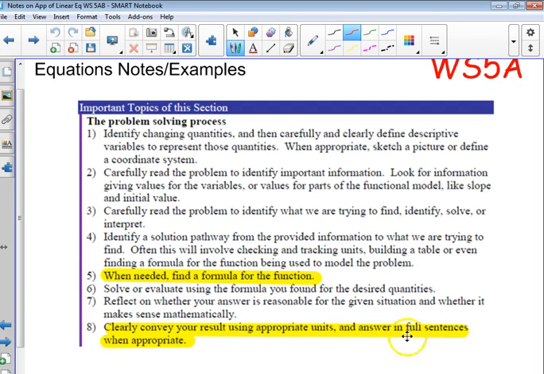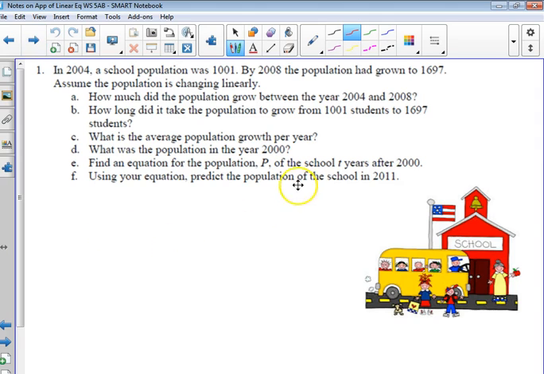Clearly convey your result. It says answer in full sentences. I'm not worried about full sentences so much as when there are application problems, please make sure you put a label. Okay? Here we go. Everybody on this worksheet? We good? This first one is pretty basic. It kind of babies us through this.